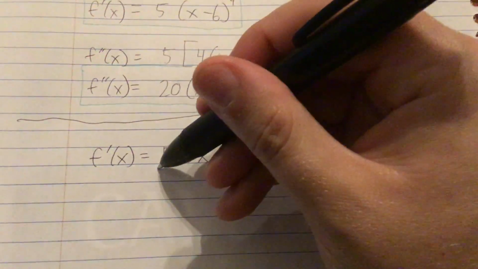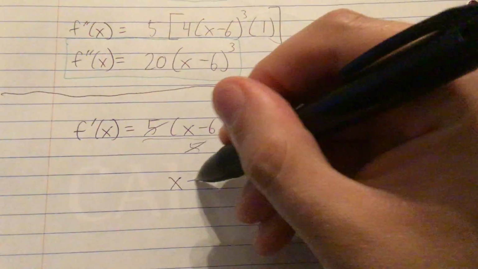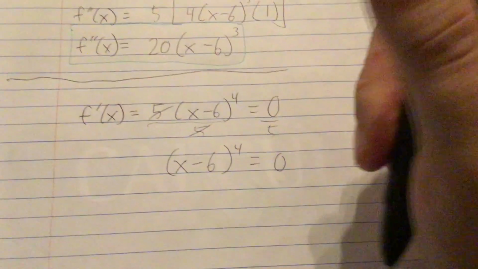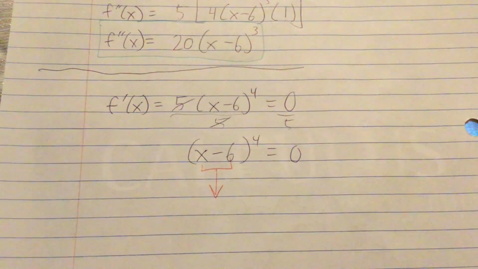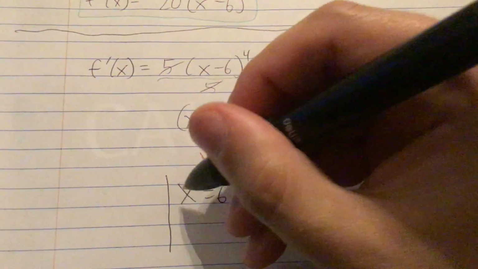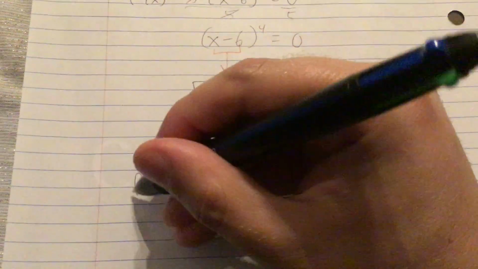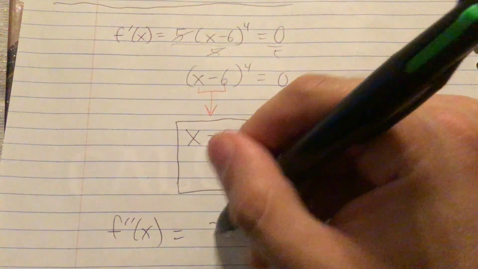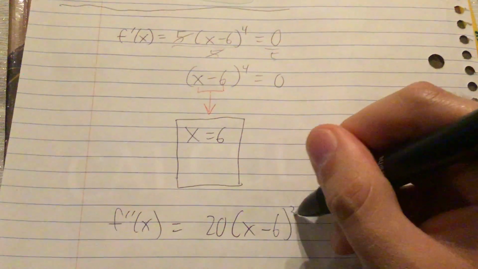Let's solve for x by dividing both sides by 5. I still get x minus 6 quantity to the fourth power is equal to 0. Well, I mean, come on, I'm just going to use common sense at this point and just say, hey, the critical point is located at x equals 6. Then I'm going to use the second derivative, which is 20 times x minus 6 to the, oh, I can see where this is going.